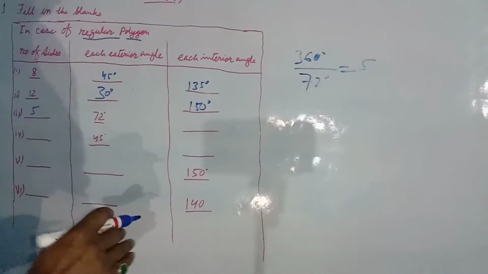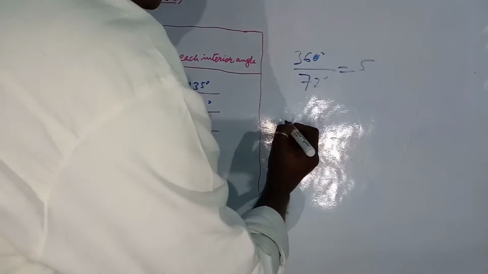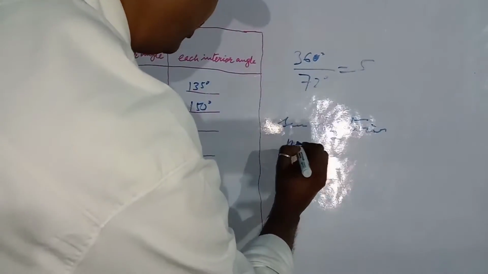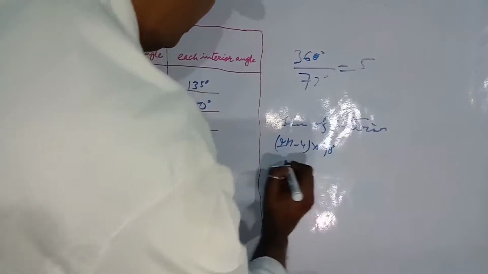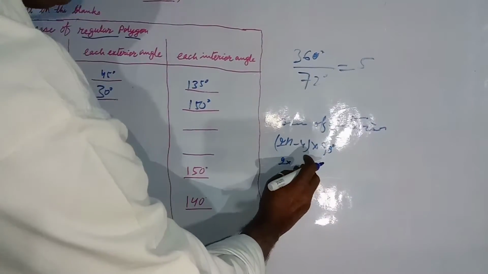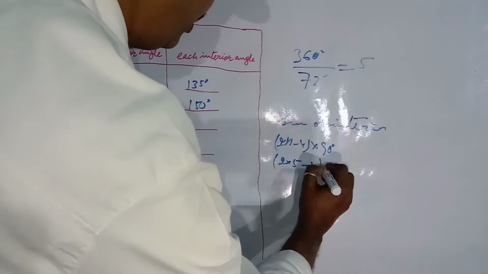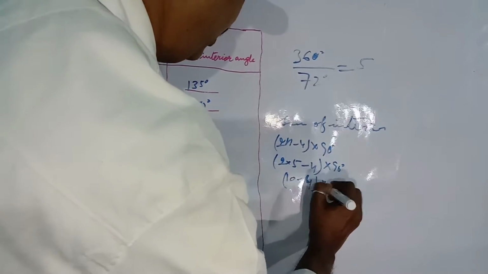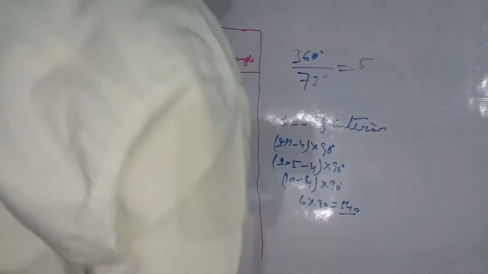Now we have to find each interior angle. First we have to know the sum of interior angles, so we apply the formula (2n minus 4) into 90 degrees. Here n is 5, the number of sides we found, so 2 into 5 is 10, minus 4, into 90 degrees. 6 into 90 means 540 degrees. This is the sum of interior angles.